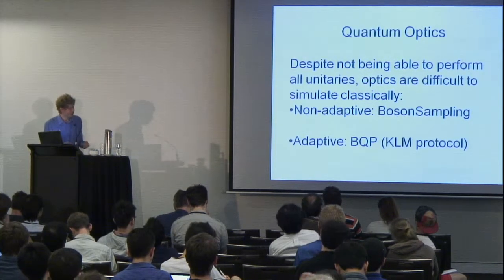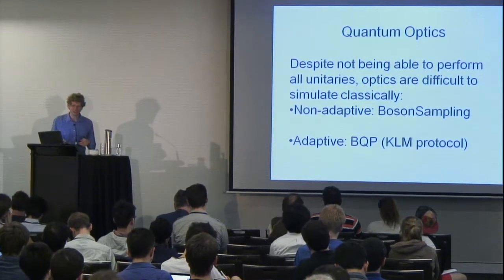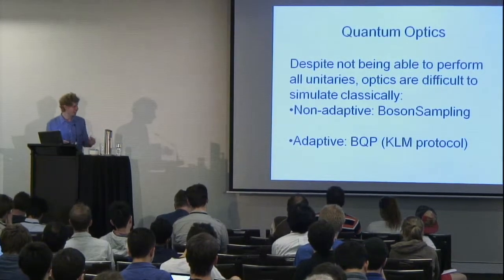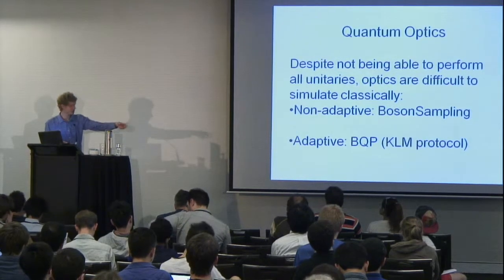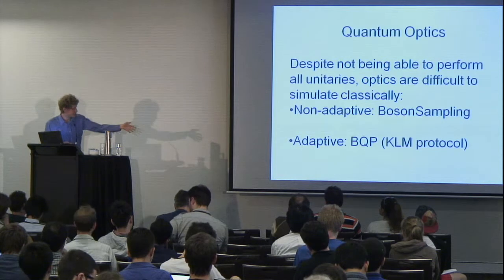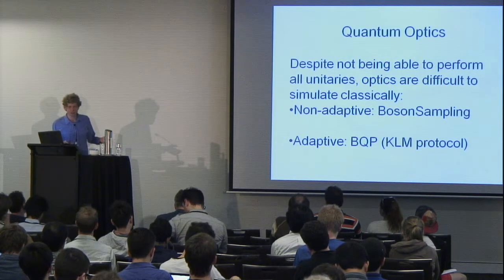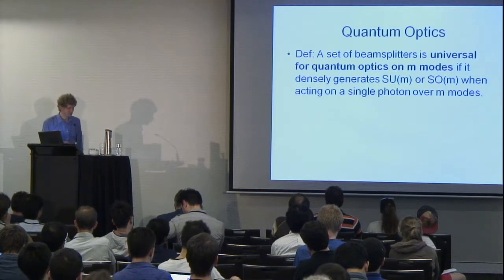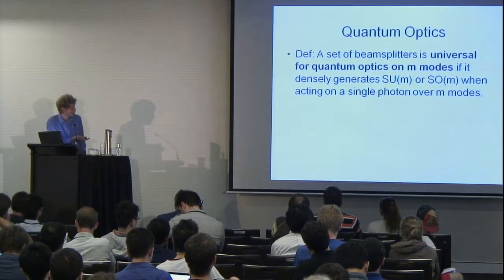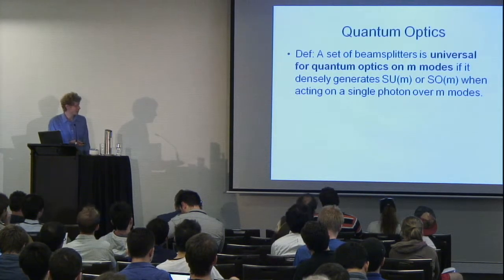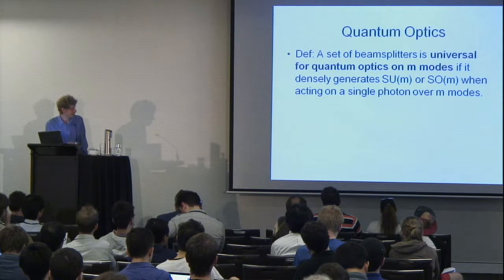And alternatively, if you allow your optical networks to be adaptive, that is, to perform some sort of intermediate measurements and then condition their future beamsplitters on the results of those measurements, then the optics are actually capable of universal quantum computing via the KLM protocol. So let's say that we call a set of beamsplitters universal for quantum optics if it generates all unitaries or all orthogonal matrices when acting on a single photon.